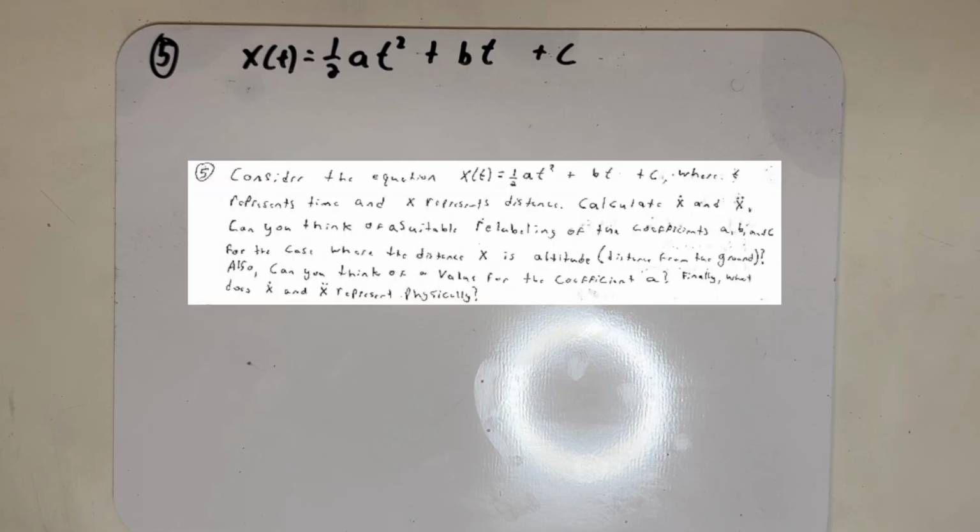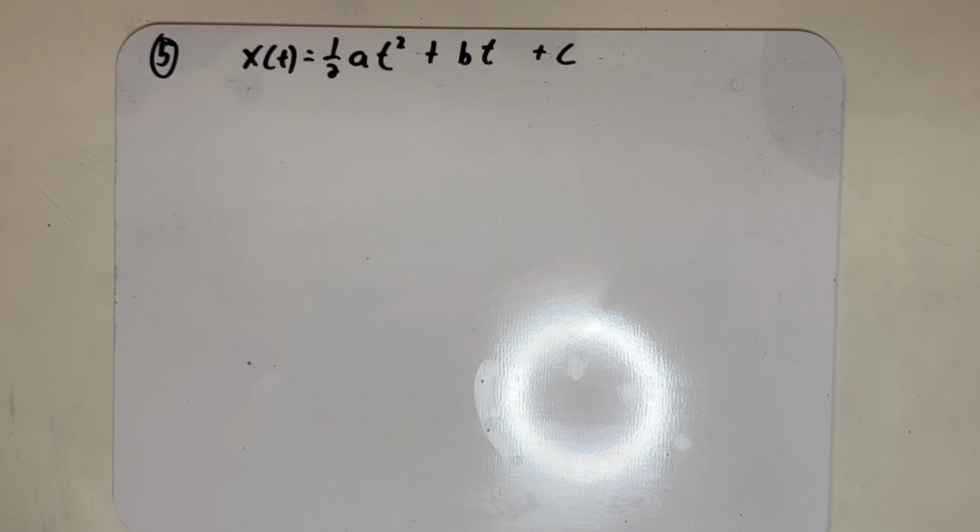All right, number 5, consider the equation x of t is equal to 1/2 at squared plus bt plus c, where t represents time and x represents distance. Calculate x dot and x double dot. Can you think of a suitable relabeling of the coefficients a, b, and c for the case where the distance x is altitude, distance from the ground? Also, can you think of a value for the coefficient a? Finally, what do x dot and x double dot represent physically?